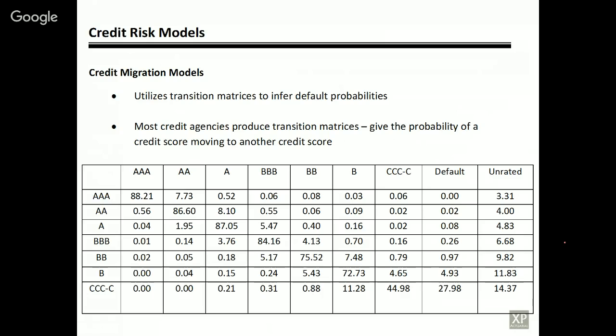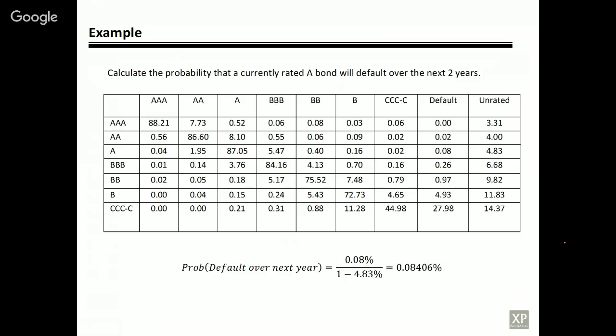And finally, we have credit migration models. Here, we utilize transition matrices to infer default probabilities, and most credit agencies produce these matrices. So suppose we want to calculate the probability of a currently rated A bond defaulting over the next 2 years. Well, the probability that an A bond defaults over 1 year would just be the default probability for A, or 0.08. Now in this case, we also have unrated bonds, so we need to divide by 1 minus the probability of being unrated.